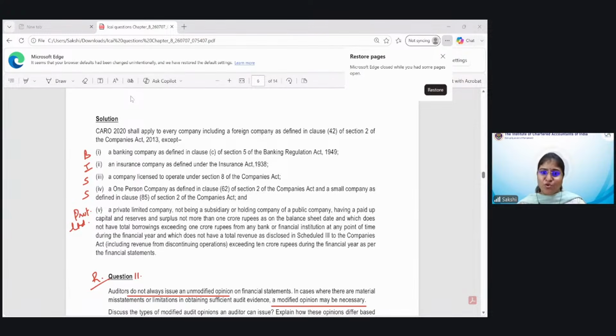Thank you, ma'am, so much. For the last 4 years I've been trying to clear audit, but not able to clear. But this time, after preparing from ICAI classes, I'm 100% sure that I will definitely crack it and become a CA finalist. Definitely, just breathe. Definitely, you will qualify.